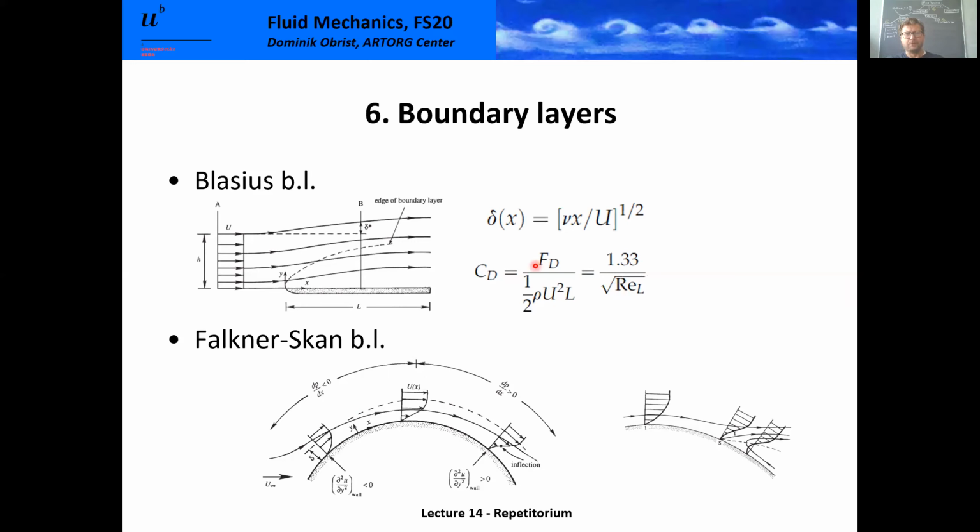I think I created a few slides with a bunch more drag coefficients for slightly modified boundary layers. By the way, remember these boundary layers are all laminar boundary layers. Turbulent boundary layers came a few lectures later on. Yeah, so this was the Blasius boundary layer, the mother of all boundary layers.